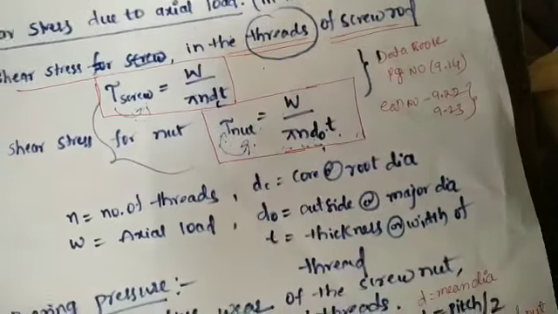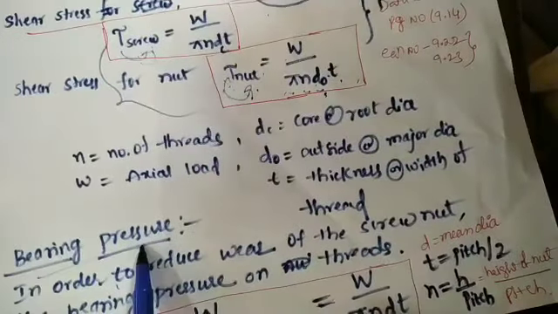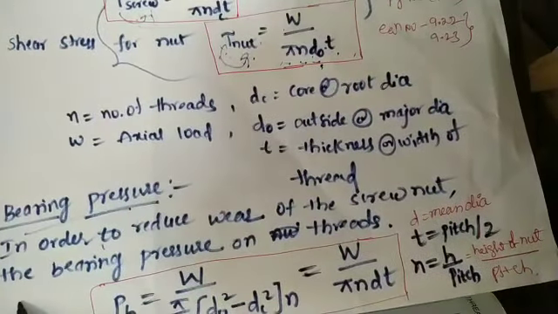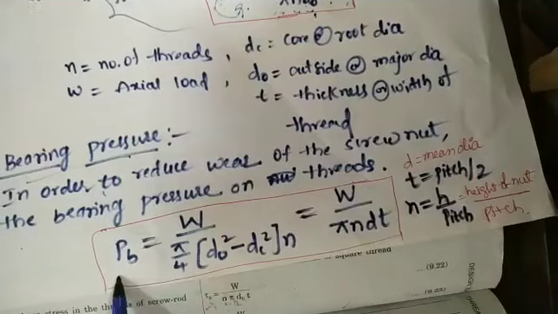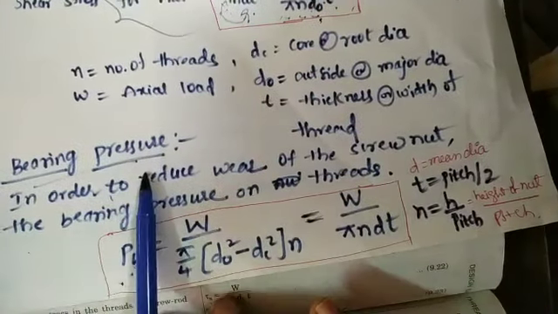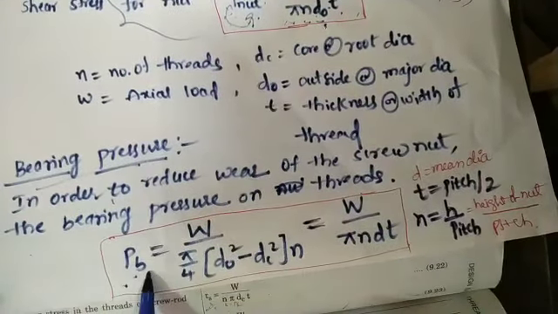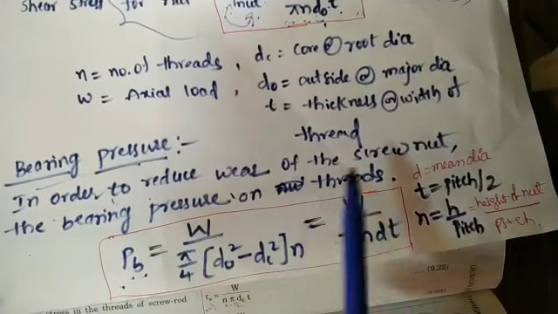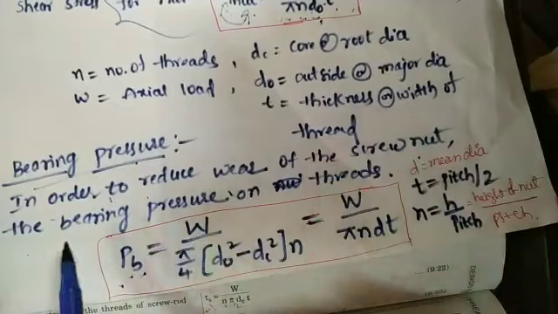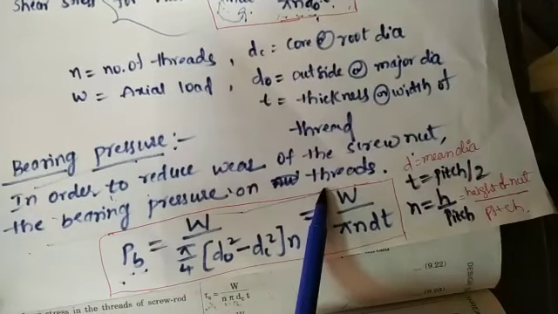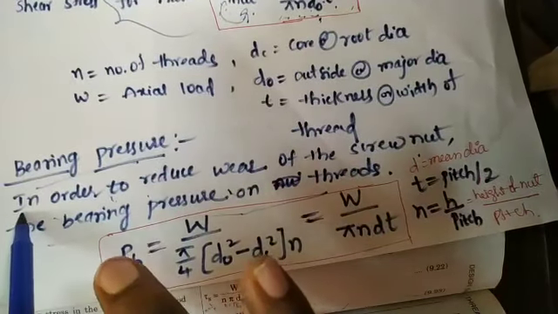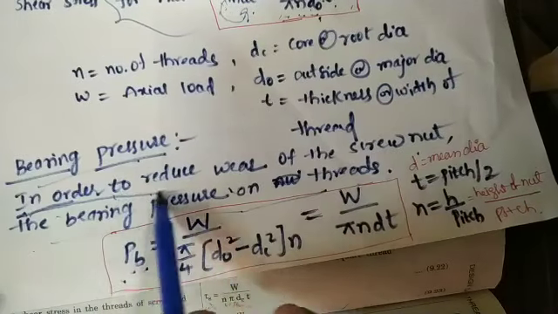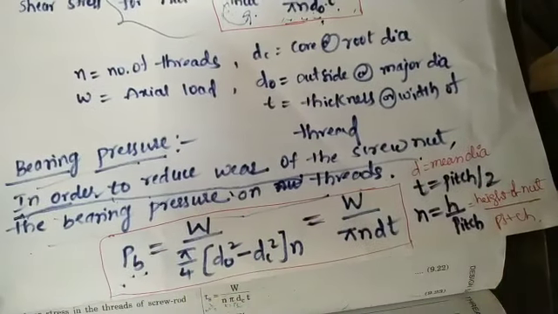Then finally, bearing pressure. This is the formula of bearing pressure. What is the use of bearing pressure? Why are we calculating bearing pressure? In order to reduce wear of the screw and nut, we check the bearing pressure on the threads. So the main use of bearing pressure is to reduce wear of the screw nut.